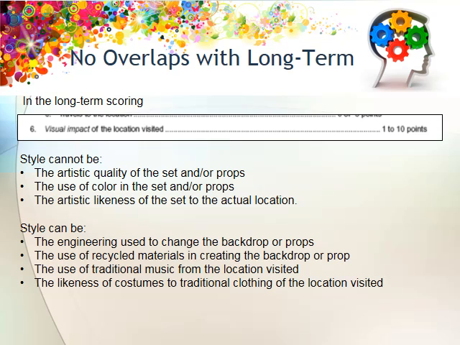For example, you would not be able to choose the artistic quality of your set or props or the use of color, but you could choose the engineering used to change the backdrop, or the use of recycled materials, or the use of traditional music from the location that your team visited.